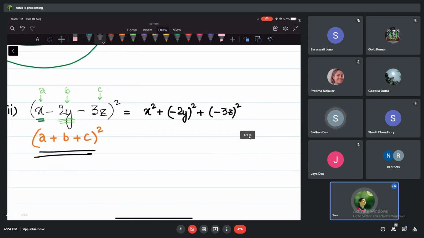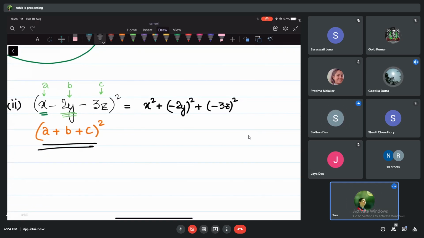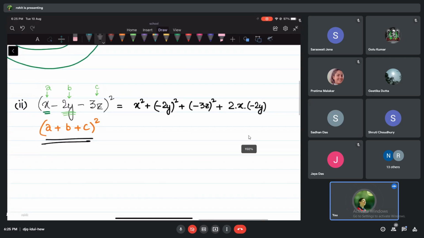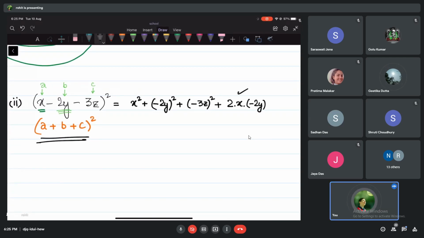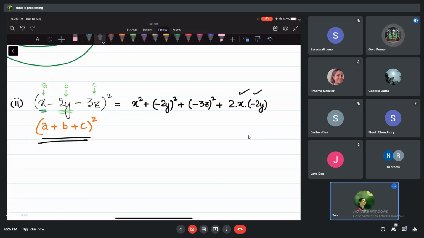Are you clear till here, students? Yes, sir. Square of first number, square of second number, square of third number. Then again I will write plus. Then what should I write, guys? 2 times first number into second number. That means twice AB, right? First number into second number. Tell me the first number. X. Tell me the second number. Minus 2y. I'm writing minus 2y, but with the bracket because you are multiplying, no? This is A into B. Baliram, is it clear? Yes, sir. Okay.